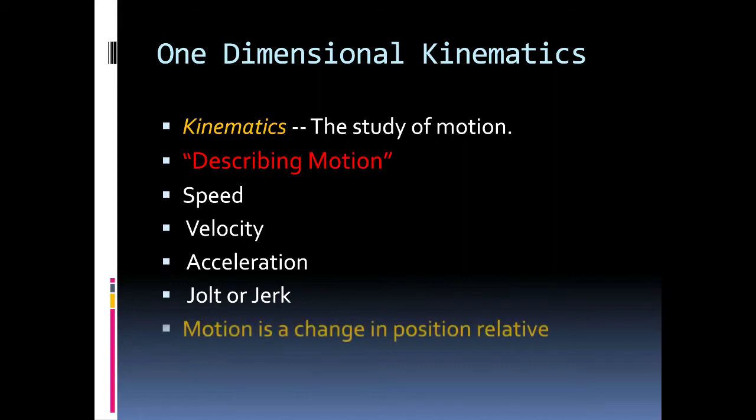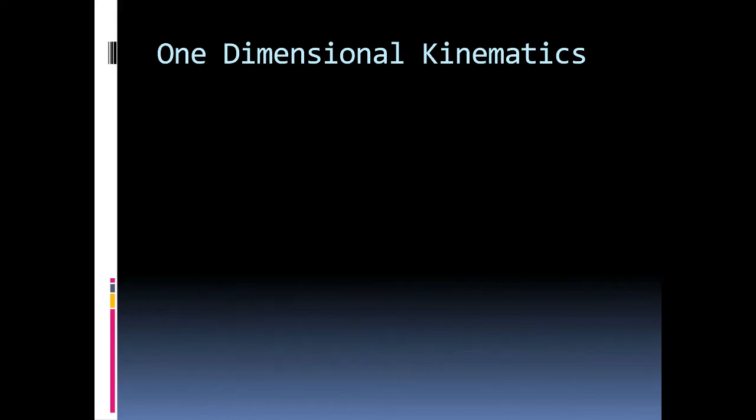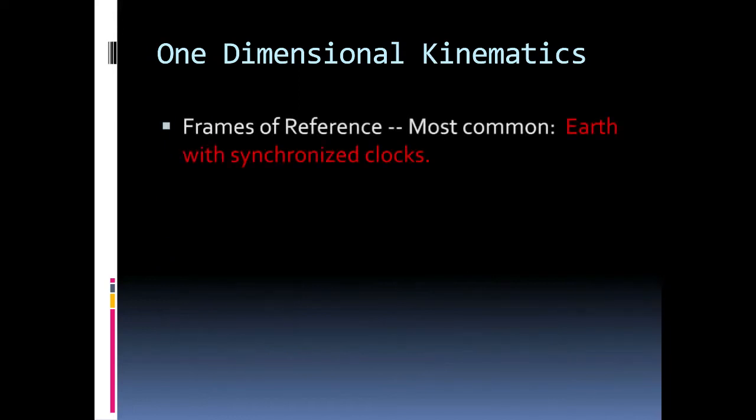We'll also be talking about motion as a change in position relative to a reference frame. Our most common reference frame will be the Earth with synchronized clocks. And it is said that all motion is relative, but relative to what? Well, it's relative to a reference frame. For right now, we're going to use Earth with synchronized clocks. The main reference frame we will be using is known as an inertial reference frame, and we will talk about that in class in detail.